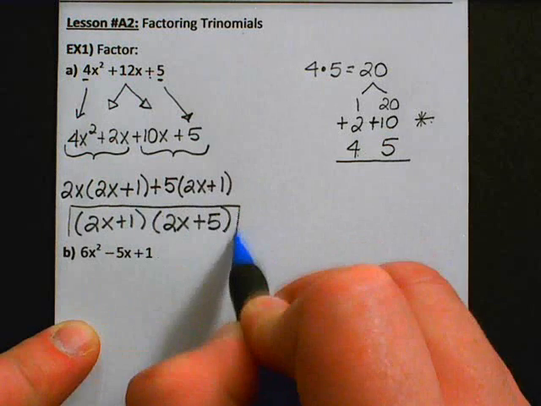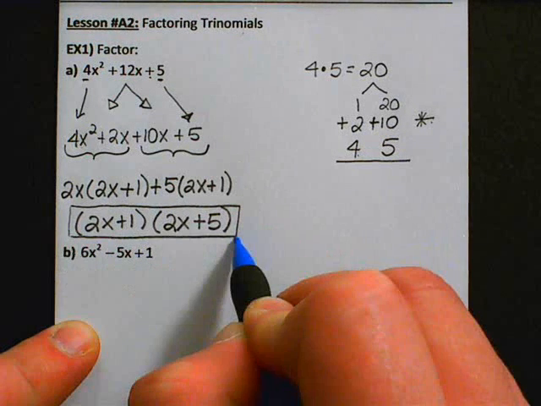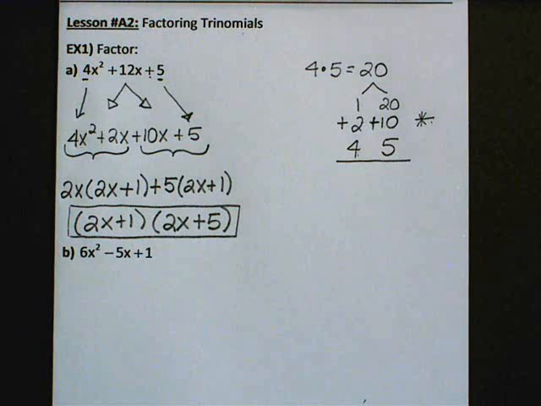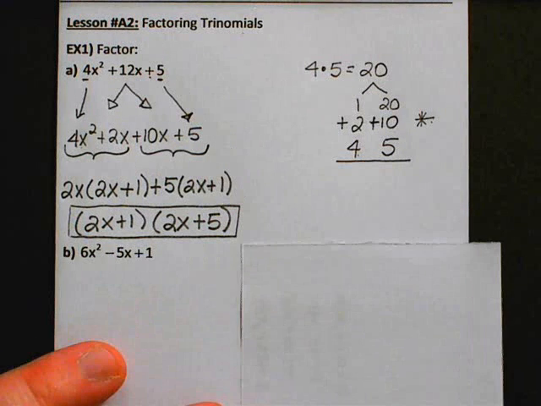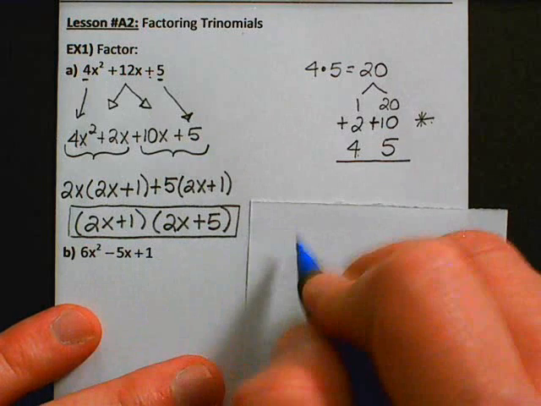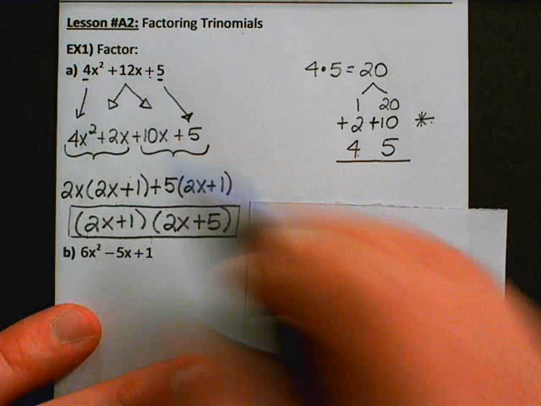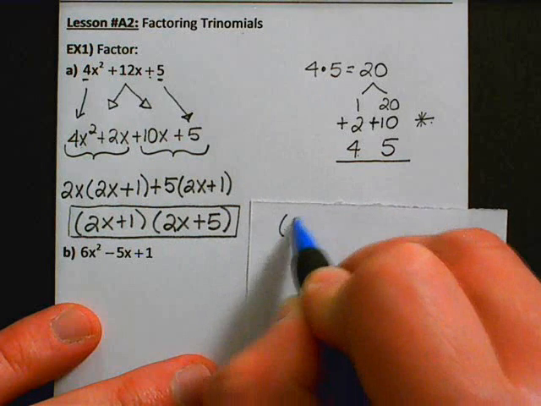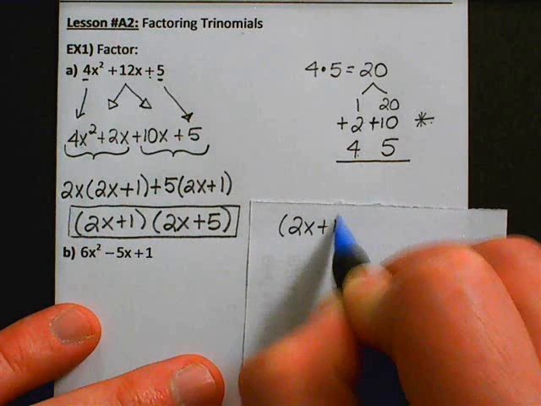Now you may ask, is this correct? Well, what we can do is, and I'm going to bring a scratch paper here, we can multiply this back and see if we get this original problem. So let's see. I have 2x plus 1 and 2x plus 5.